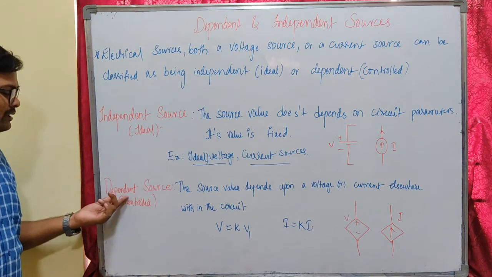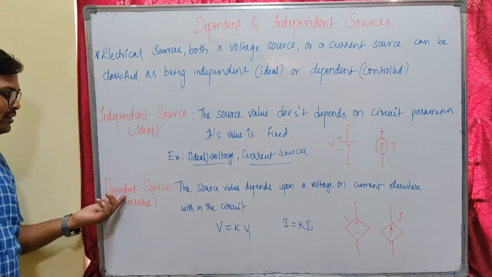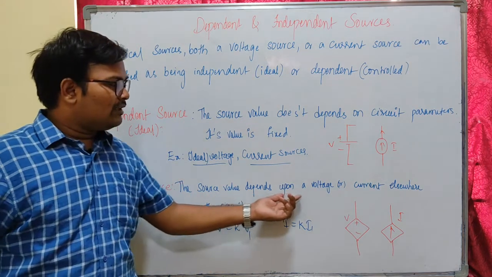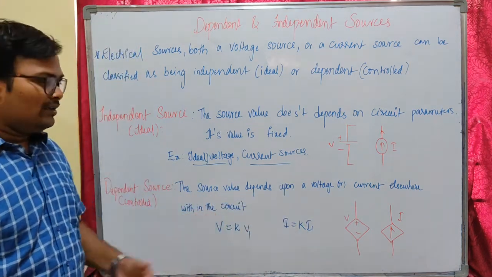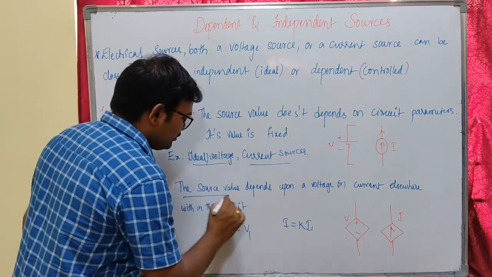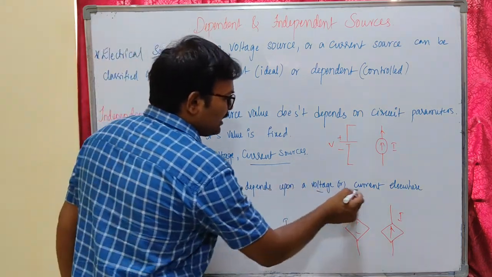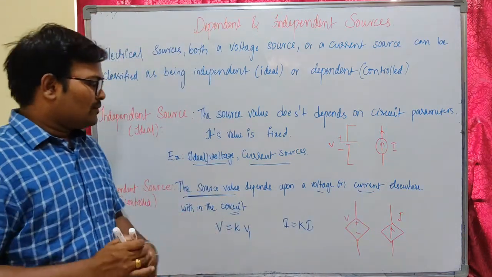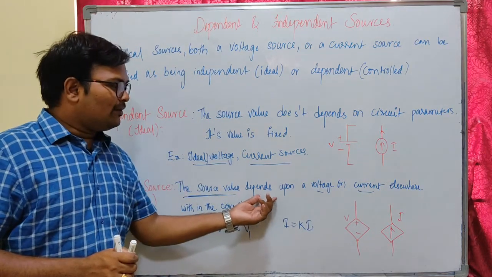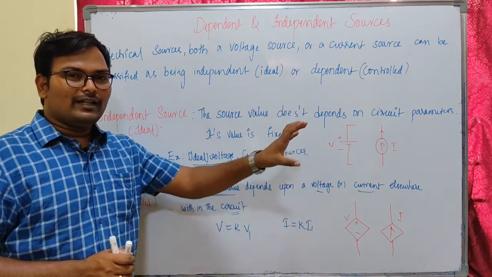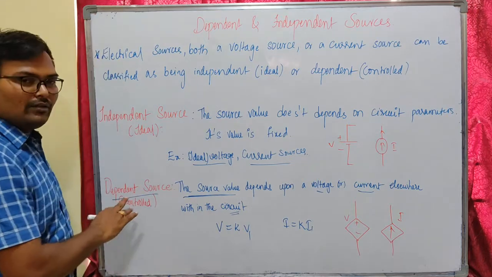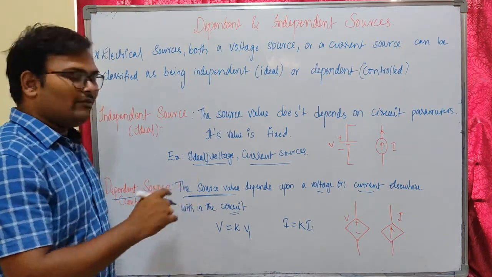The name itself indicates that it is dependent. The value of the source is a dependent value. Let us see what it is. The source value depends upon a voltage or a current elsewhere in the circuit. The value of the voltage source depends upon a voltage or current somewhere across some element in the circuit. That is called a dependent source. You will come to know what a dependent source is when we go to problems.